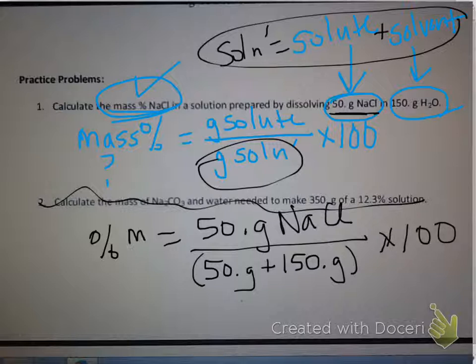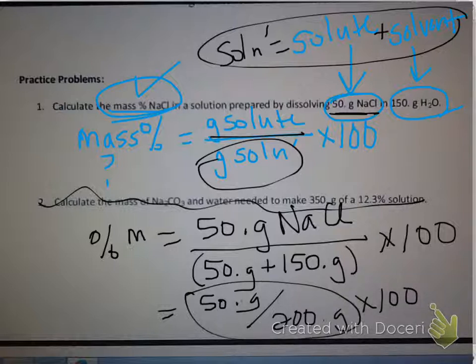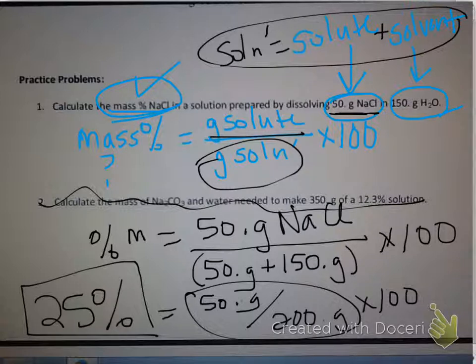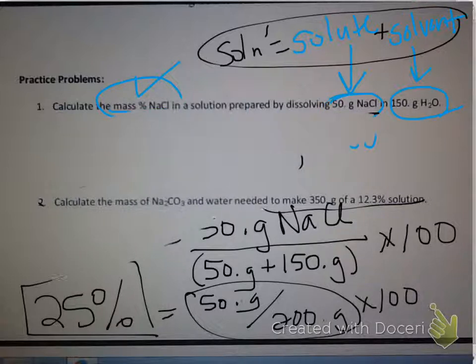This is the part of this simple problem that most people will miss. They'll put 50 grams of sodium chloride over 150 grams of water. That's the solute over the solvent. We want the solute divided by the entire solution. So then we just do our math. It's 50 grams divided by 200 grams times 100. So this is a quarter, or 25%. So the answer here will be 25% mass, 25% sodium chloride in the water, right? All right. So that was a pretty simple one. Let's go on to the next one.